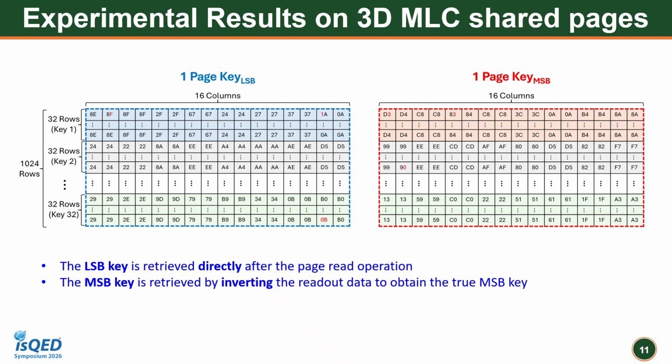So both the SLC page key, the LSB page key, and the MSB page key show the same behavior of a 16-byte sequence repeated for 32 rows and then changing. Again, I just want to make a note here that the MSB page key is the read out data, but inverted. So this is the true key after inversion of the read out data for the MSB page.